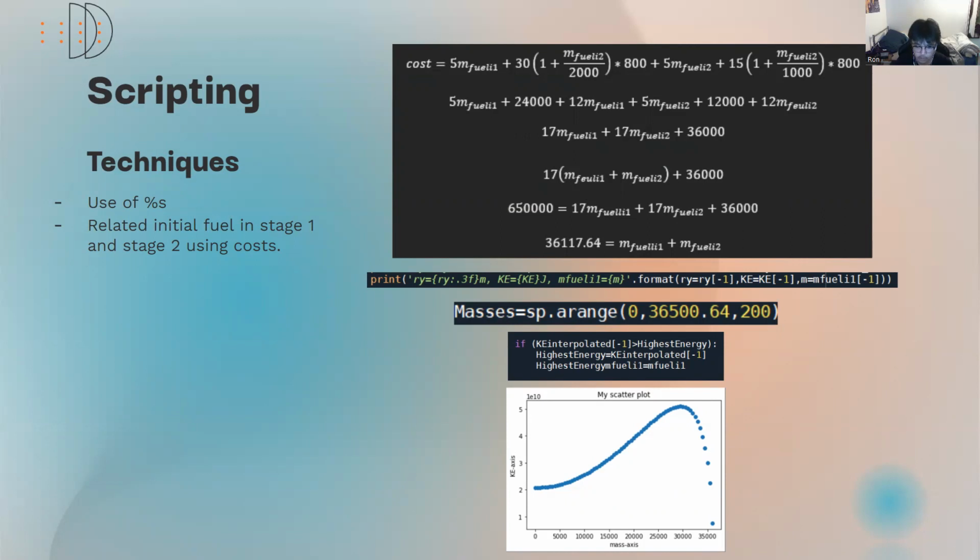We also modified our code to output fuel mass in stage 1, kinetic energy throughout the rocket's flight, and the height at which the kinetic energy was measured. Our Python function plots the kinetic energy at our halt conditions for a series of masses ranging from 0 to 36,000 in stage 1. It also outputs the highest kinetic energy and the height and mass distribution at which that kinetic energy was measured.